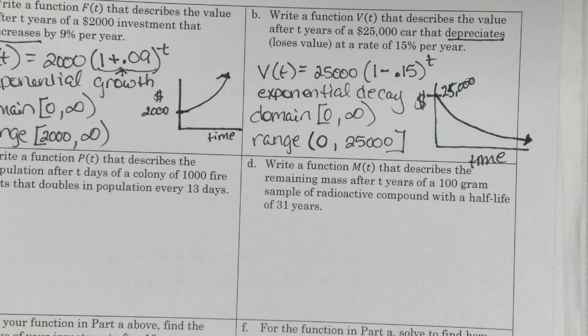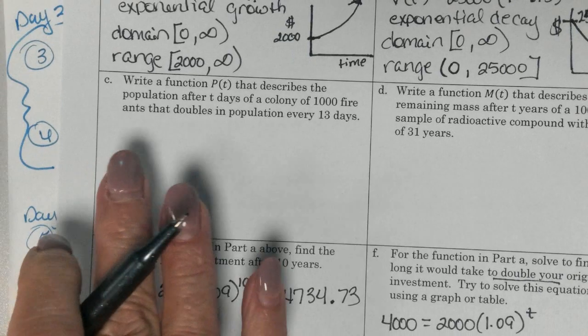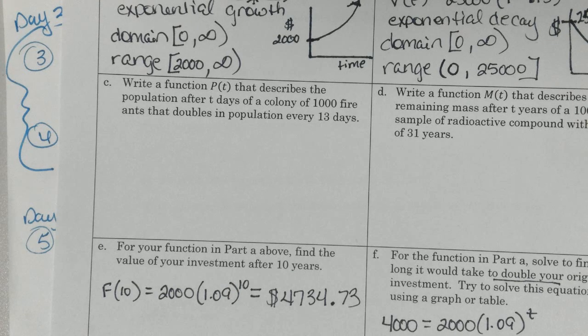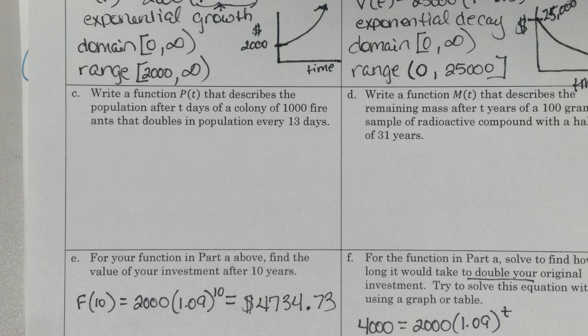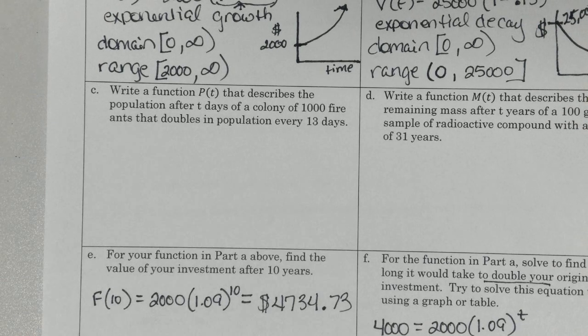Let's take a look now at part C. Write a function that describes the population after T days of a colony of 1,000 fire ants that doubles in population every 13 days. Okay. This one is pretty snarky. And this is going to look a little different than what you're used to. So I want to kind of talk you through it. Is it a growth or is it a decay? Growth. Definitely a growth.